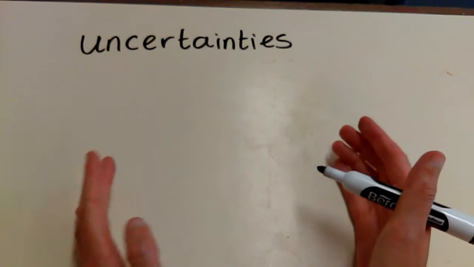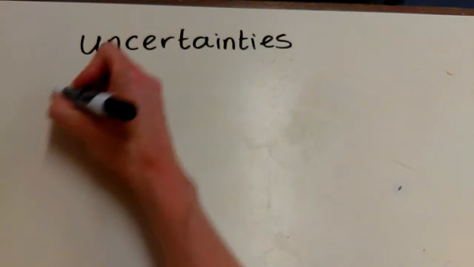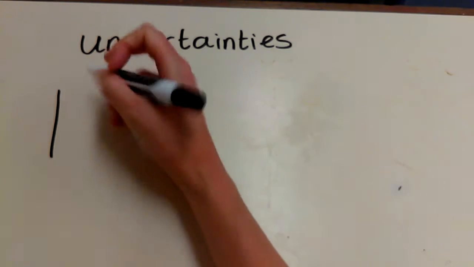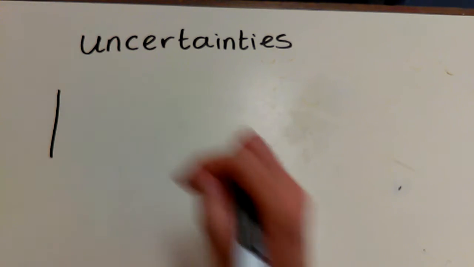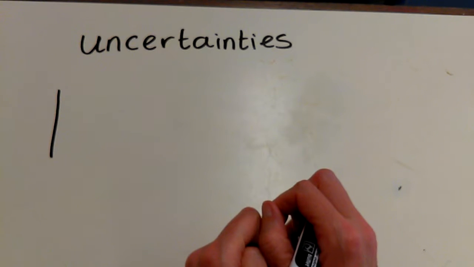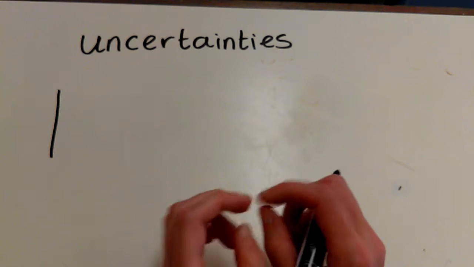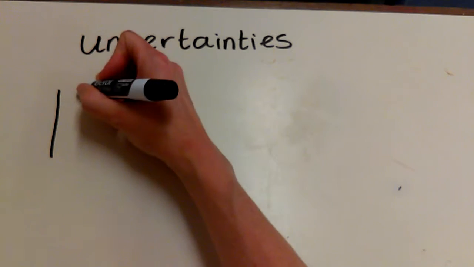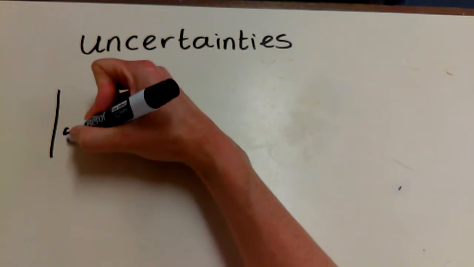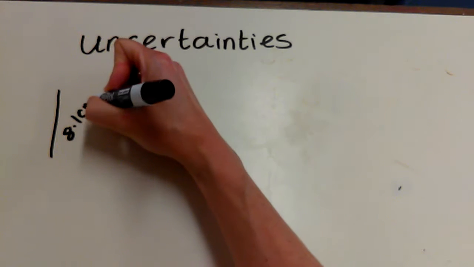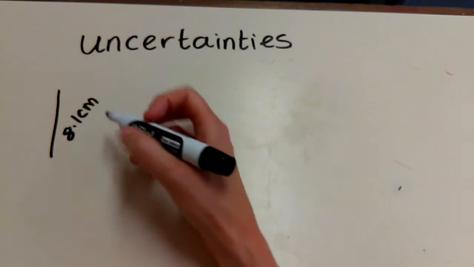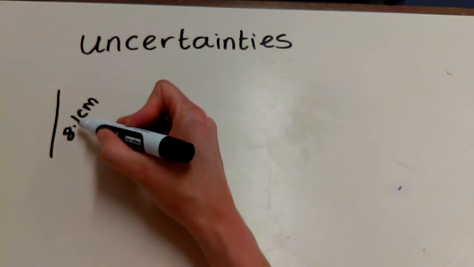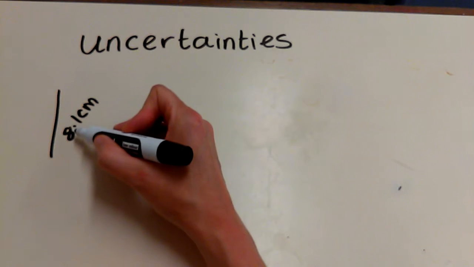Okay, so if I used a ruler to measure the length of this line perhaps, I could measure it to the nearest millimetre. What that means is I don't know it for sure. Say my ruler says that this line is 8.1 centimetres, so 81 millimetres. That's all very well, but I don't know whether it's exactly 8.1. It might be 8.11. It might be 8.12.